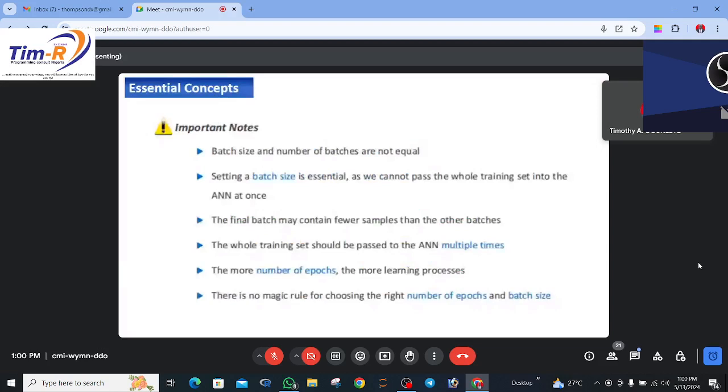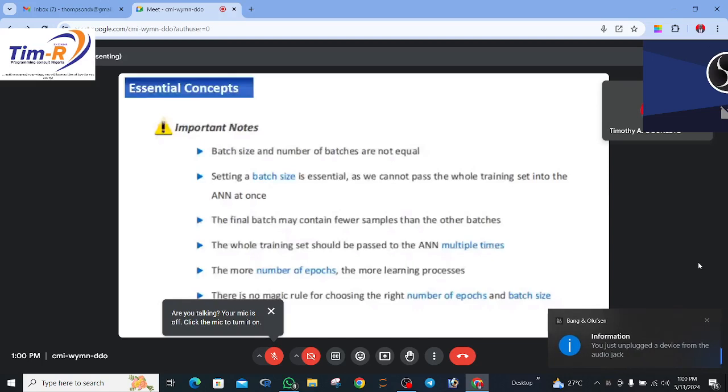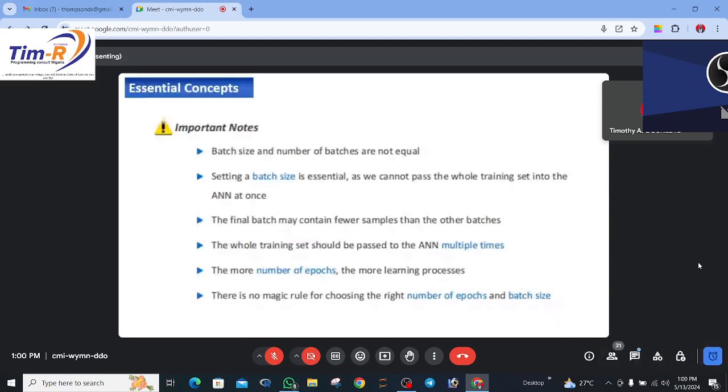Setting a batch size is essential as we cannot pass the whole training set into the artificial neural network at once. It's not possible, so you have to specify. The final batch may contain fewer samples than the other batches, depending on the number of data points in the whole data set. Also, the whole training set should be passed to the artificial neural network multiple times, which means the number of epochs.